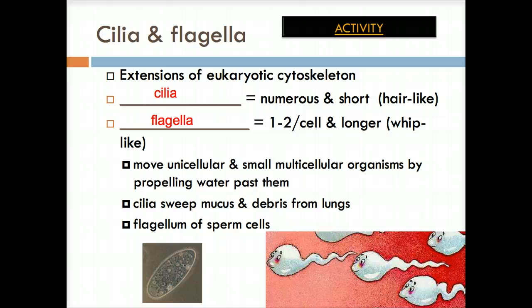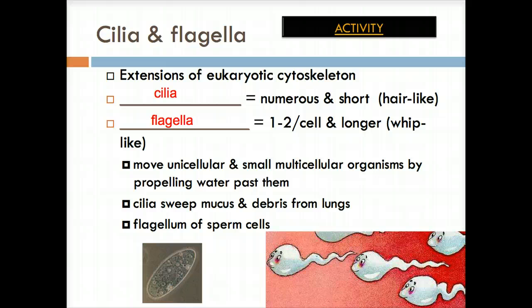The two particular extensions of the cytoskeleton I do want you to be familiar with are the cilia and the flagella. So again, these are both extensions of the cytoskeleton, so they just extend outside of the plasma membrane. The cilia are generally numerous and they're very short. Flagella tend to be one or two per cell. They're very long and they generally act in this whip-like motion. So they're both responsible for movement of the cell.